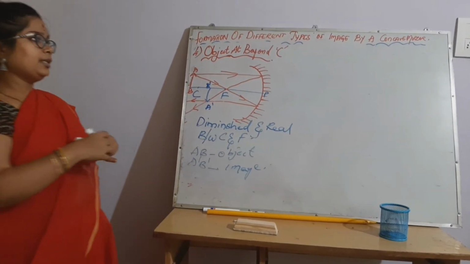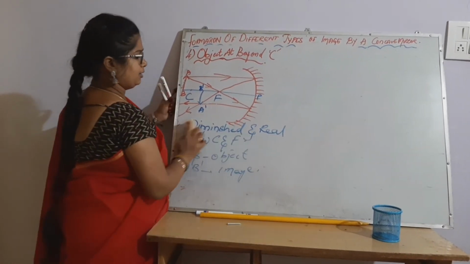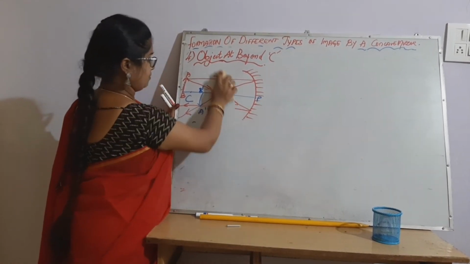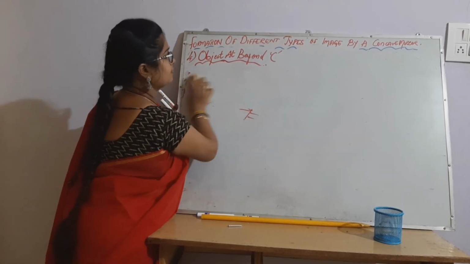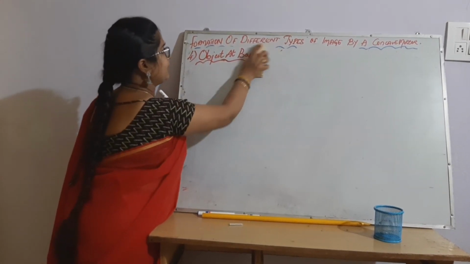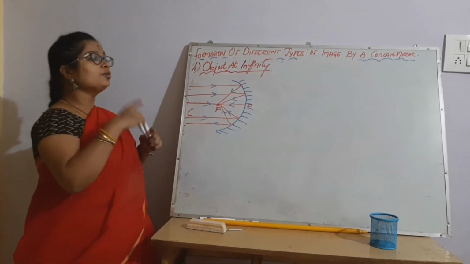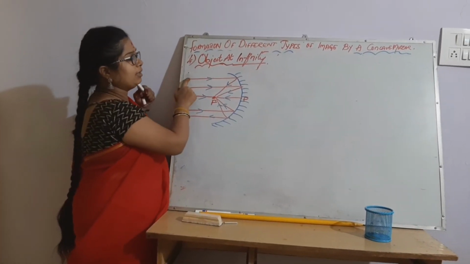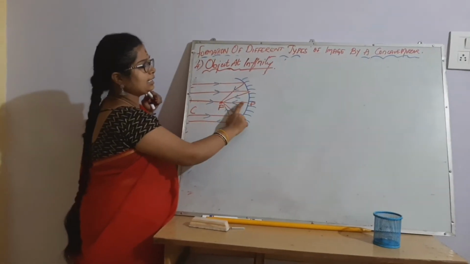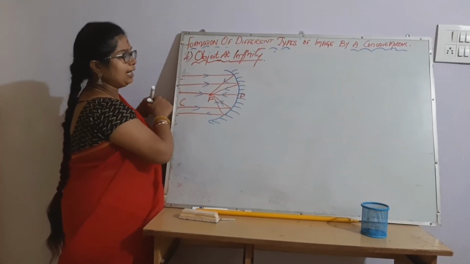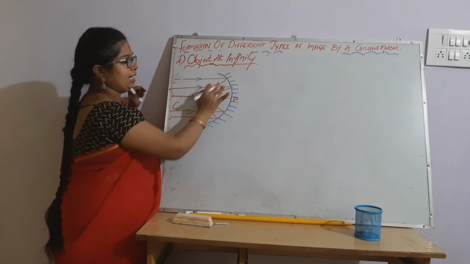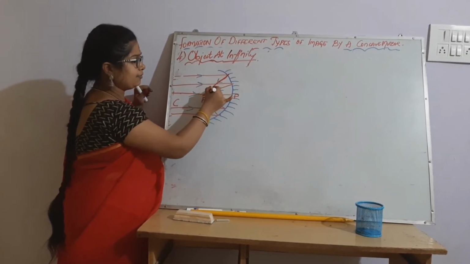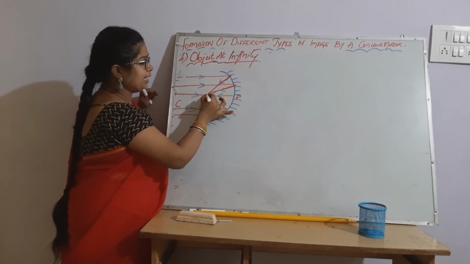Yes. Next case we'll go with when the object is kept at infinity. The rays are traveling from infinity. You don't know where they are, so from infinity they are traveling. They travel parallel to the principal axis and they meet at where? At the focus. They meet at the focus.